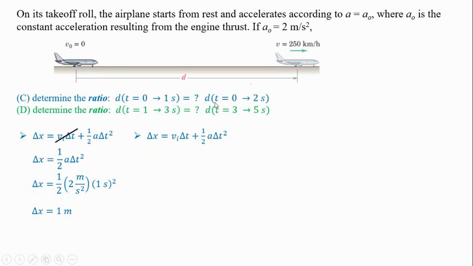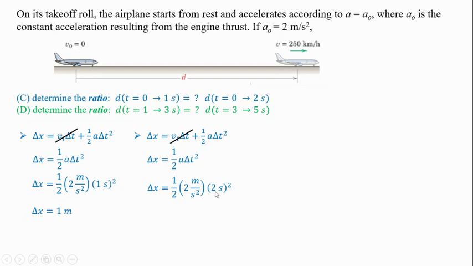However, in this case, the right side of the equal sign for part C is from 0 to 2. Because I start from 0, my vi is 0 again. So here we simplify down to 1/2 at squared again. But you notice here this delta x is 1/2 times 2, and then the time interval here is 2 seconds instead of 1, because from 0 to 2 is a difference of 2 seconds.